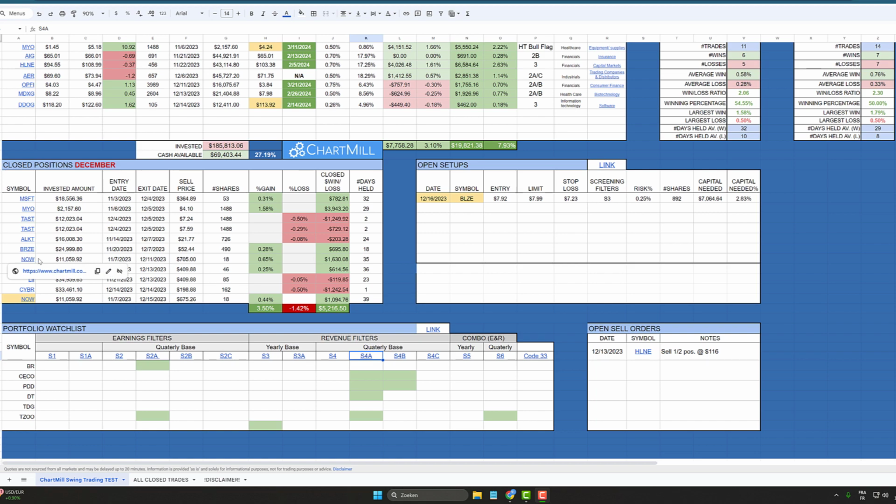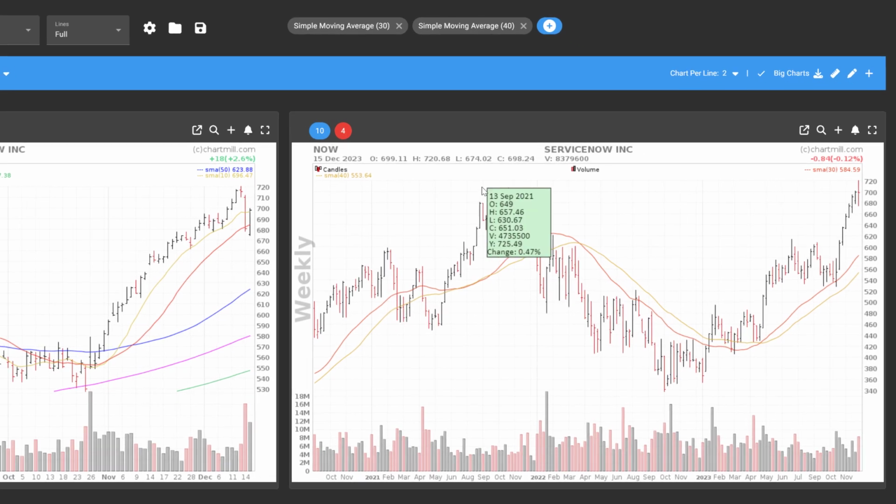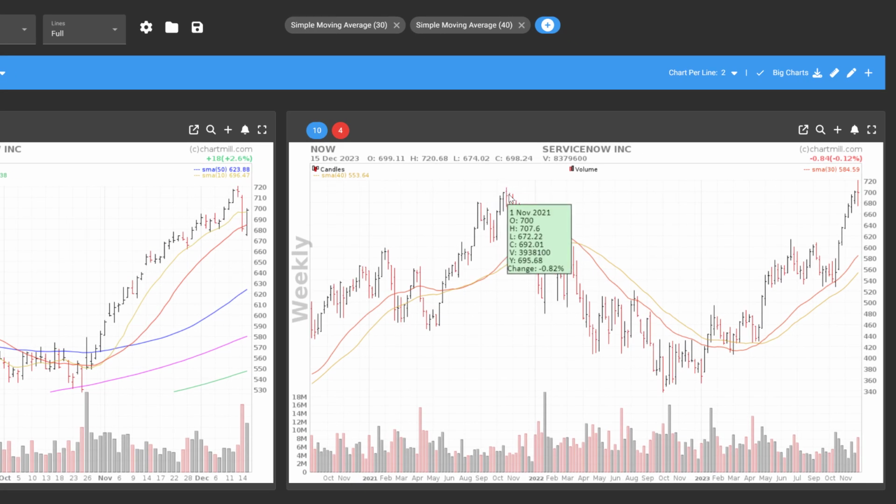I've sold half for now, and the reason for that is quite obvious. There is some overhead resistance on the weekly chart, November 2021, and we already had a very strong upward move, so I expected some resistance on that level. So I had a sell order in place for half the position at $705, and that order was triggered on December 11.